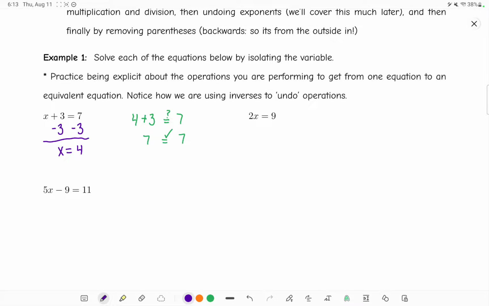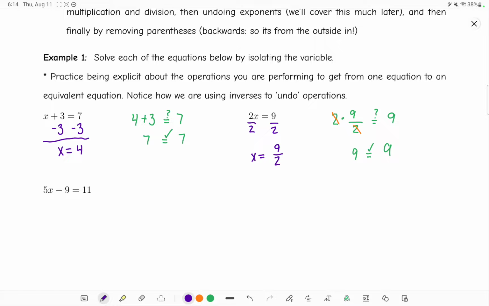2x equals 9. So we have 2 multiplied by x. So to undo multiplication, we divide. So then we get x equals 9 halves. And again, to check our work, I'll take 2 times 9 halves. Does that equal 9? Well, because of how fractions work, the 2's cancel out, and we are left with 9 equals 9. So x equals 9 halves is the answer.